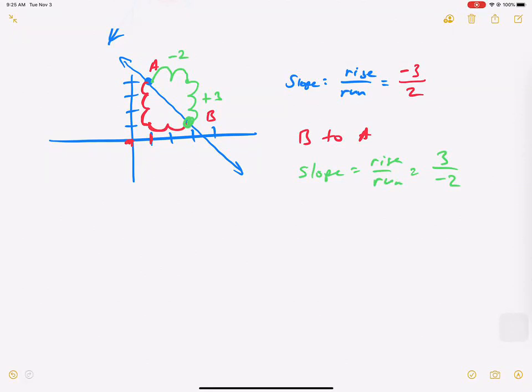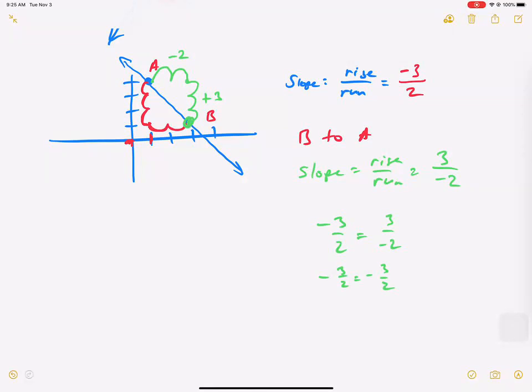Please compare our original answer to our new green answer, I guess you could say. Are they the same answer? Is negative 3 over 2 equal to 3 over negative 2? If we write the negative in front, yeah, they are. It turns out, to find the slope, it doesn't matter which order you use.